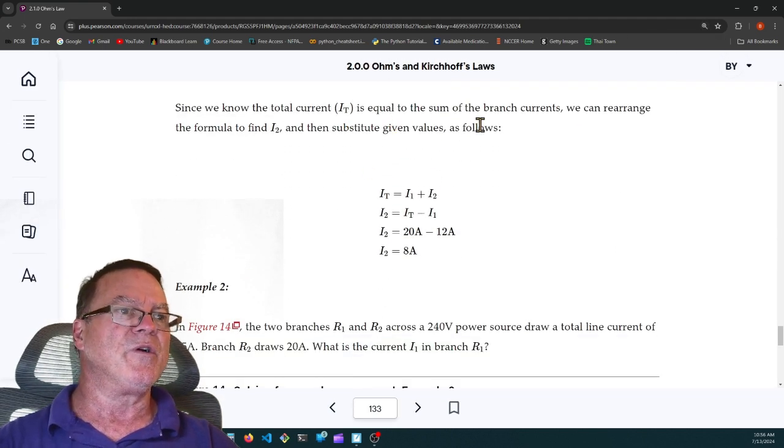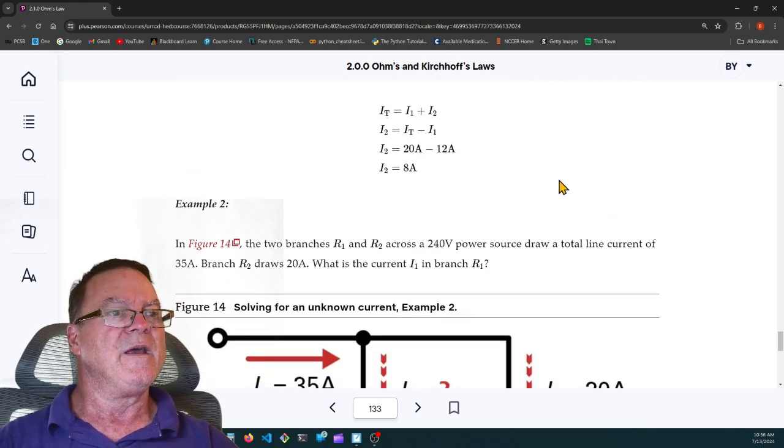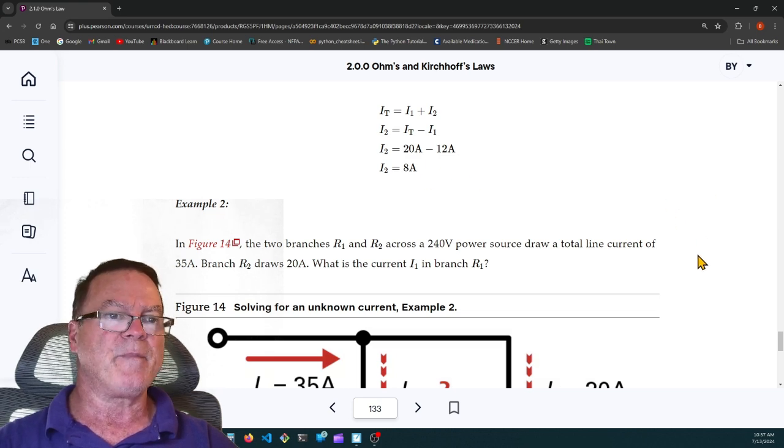Since we know the total current is equal to the sum of the branch currents, we can rearrange the formula to find I2 and then substitute the given values. So IT equals I1 plus I2. I2 equals the total current minus I1. So 20 amps minus 12 amps equals 8 amps.